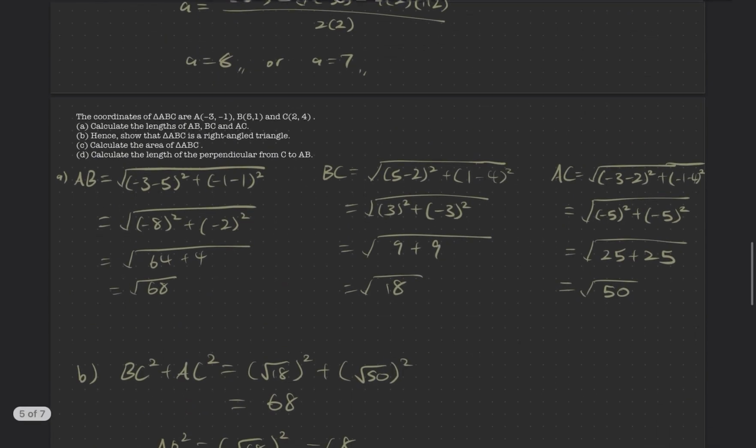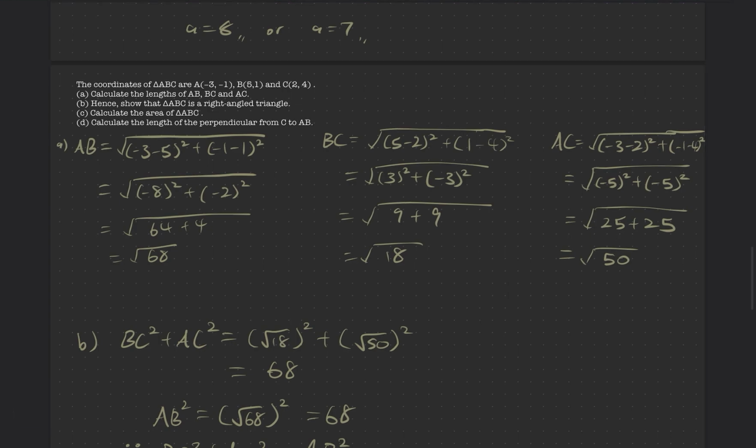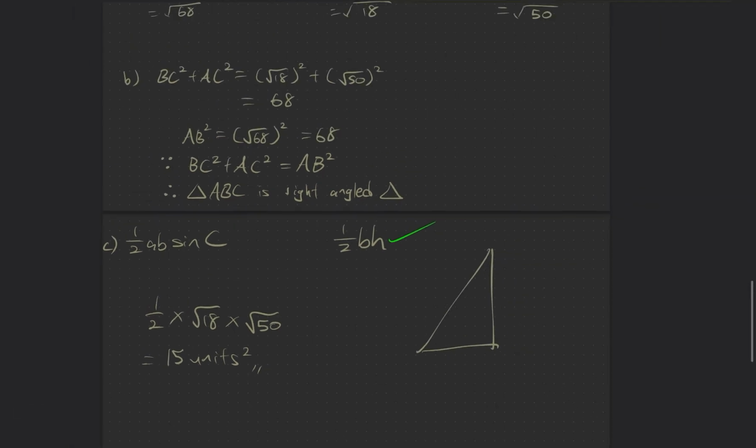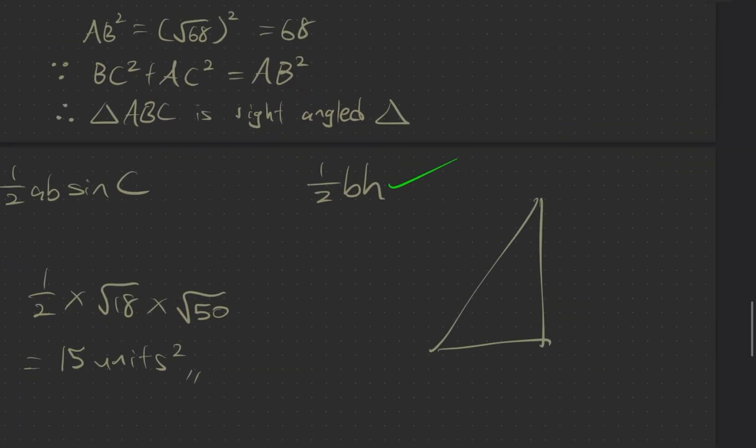So for part D, calculate the length of the perpendicular from C to AB. Interesting. Alright, so we have our right angle triangle here. We know that AB is the longest.